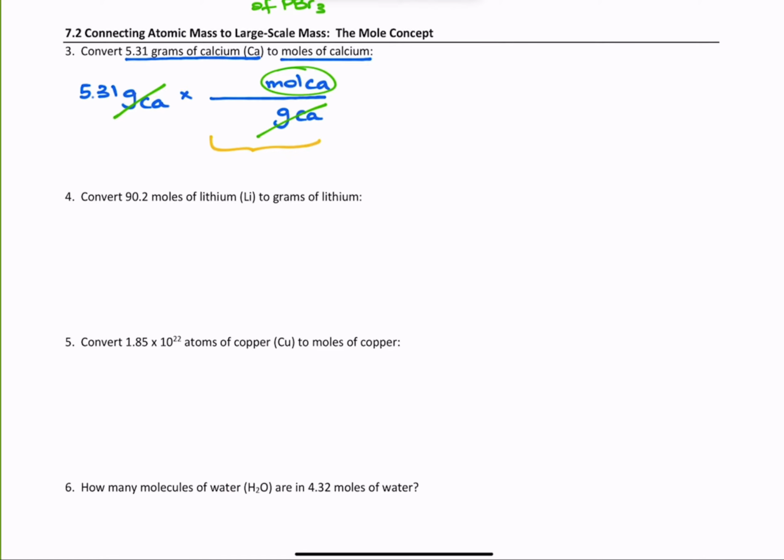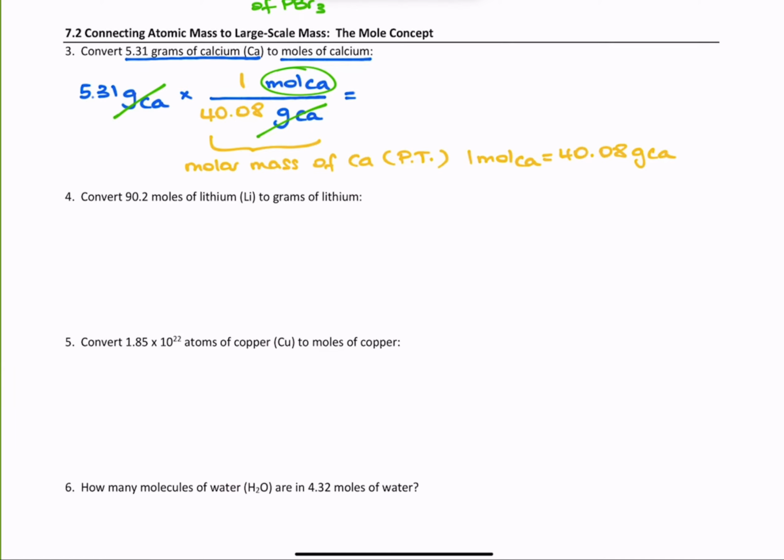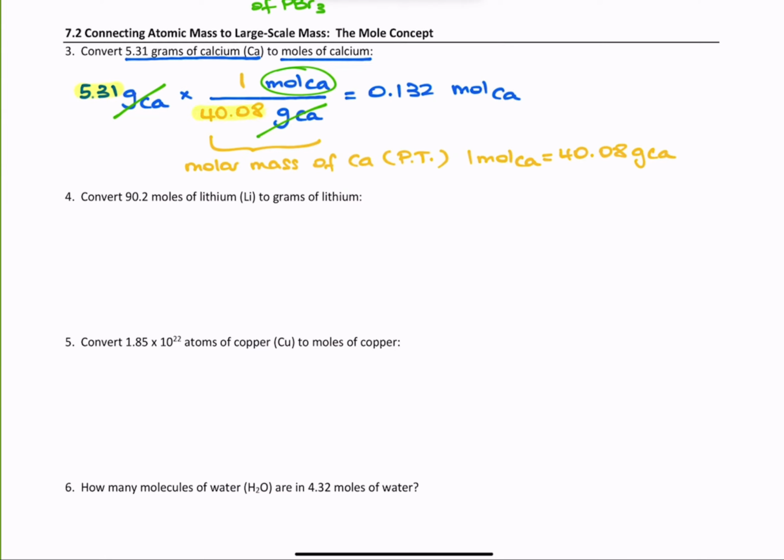This information here is called the molar mass of calcium that you will find on the periodic table. 1 mole of Ca is equal to 40.08 gram of Ca. Therefore, 1 mole of Ca, 40.08 gram here. Grab your calculator, and to 3 sig figs you will find 0.132 mole of Ca. Okay? Sig figs, 3 sig figs here, 4 here. My answer is given to 3 sig figs. Let's keep going with the next problem. Problem 4.